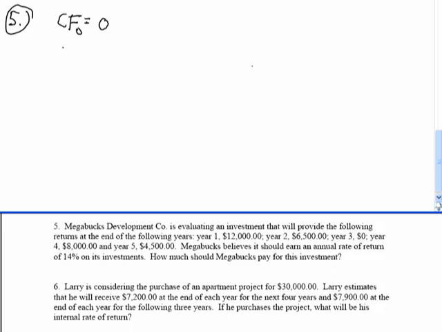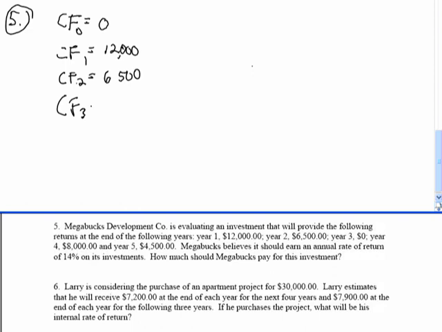So CFO is going to be 0. CF1 is going to be 12,000. Okay, input that one, and if the calculator asks or specifies the number of times or number of periods, just leave it at the default of 1. Hopefully that's the default. Cash flow number 2 is 6,500. Okay, and again, if the calculator asks, you just want that to be entered one time.